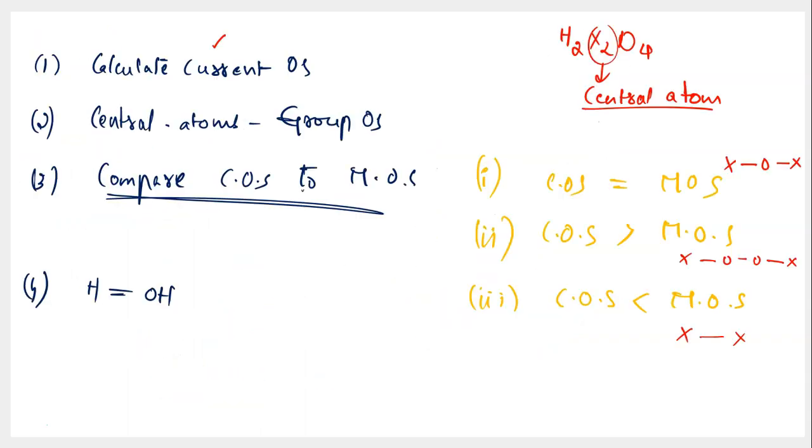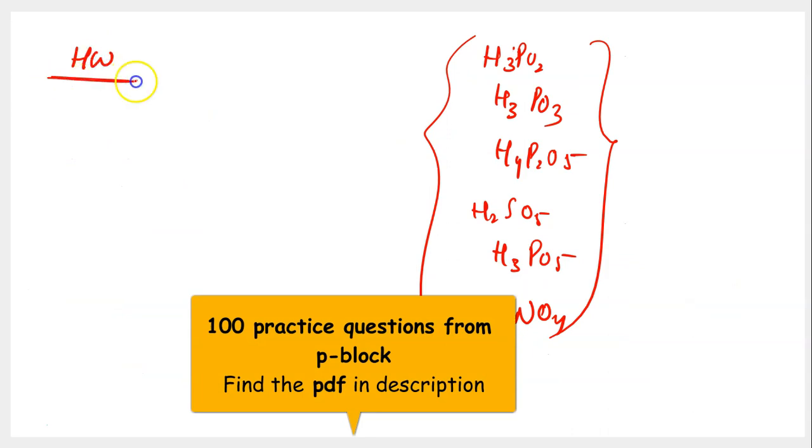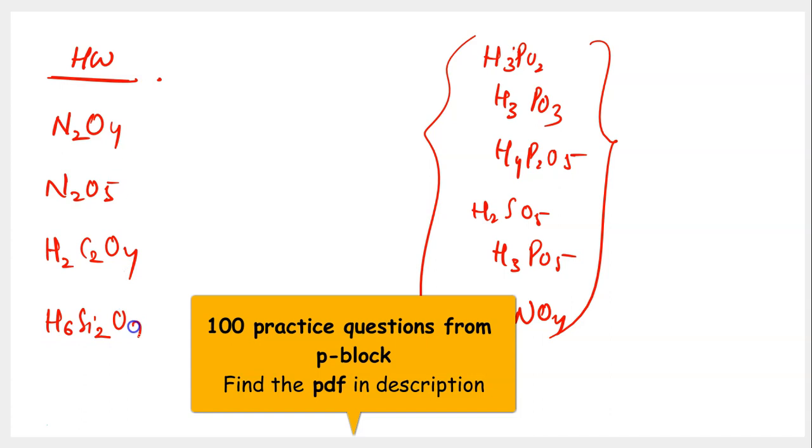And I'll also be giving you some molecules as your homework or as practice. So make a note of those molecules as well. You try and draw the structure of a few oxides using these rules, N2O4, N2O5, and also a few oxo acids like H2C2O4, H6Si2O7, and you can also try drawing the structure of H2S2O4. So take these molecules as homework and make sure you apply the shortcuts that you have learned and practice these molecules so that you grasp the concepts better.